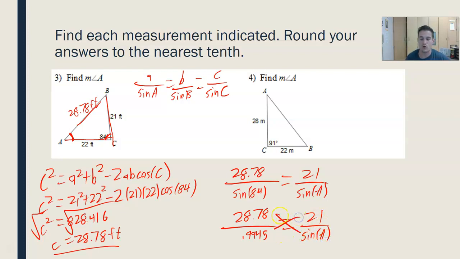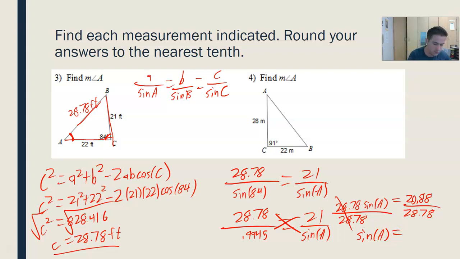Then I'm going to go ahead and cross multiply. So I'll get 28.78 times the sine of A is equal to 21 times 0.9945, which is 20.88. Next step, seems like a lot of steps. We're using two different laws all in one. Next step is I'm going to divide by 28.78 on both sides and be left with sine of A is equal to 20.88 divided by 28.78. I get 0.7257.